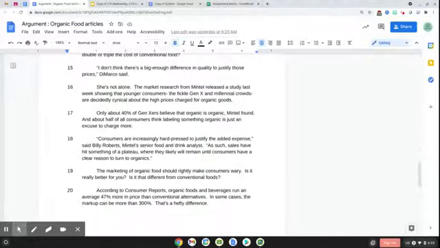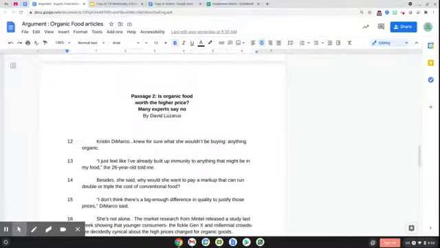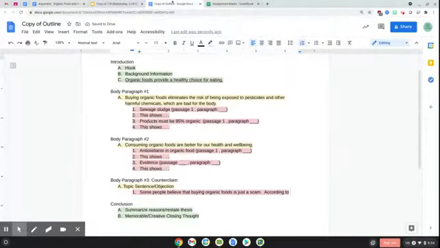And this is where we want to use those numbers and stats and expert opinion that we highlighted the other day. That's why we did that, so we know where to pull out this evidence. Like, even like this, only 40% of Gen Xers believe that organic is organic. That kind of fits in with what I was just saying. According to, what was the name of this author? Lazarus.